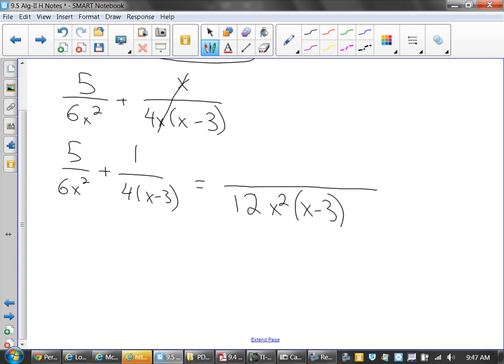So the fraction on the left, it has a 6x squared. What would I have to multiply that by to turn the 6 into a 12? A 2, and then what else would I have to multiply it by? Very good. In order to turn this 6x squared into the 12x squared times x minus 3, it needs to be multiplied by a 2 and the term of x minus 3. So it becomes 5 times 2 times x minus 3.